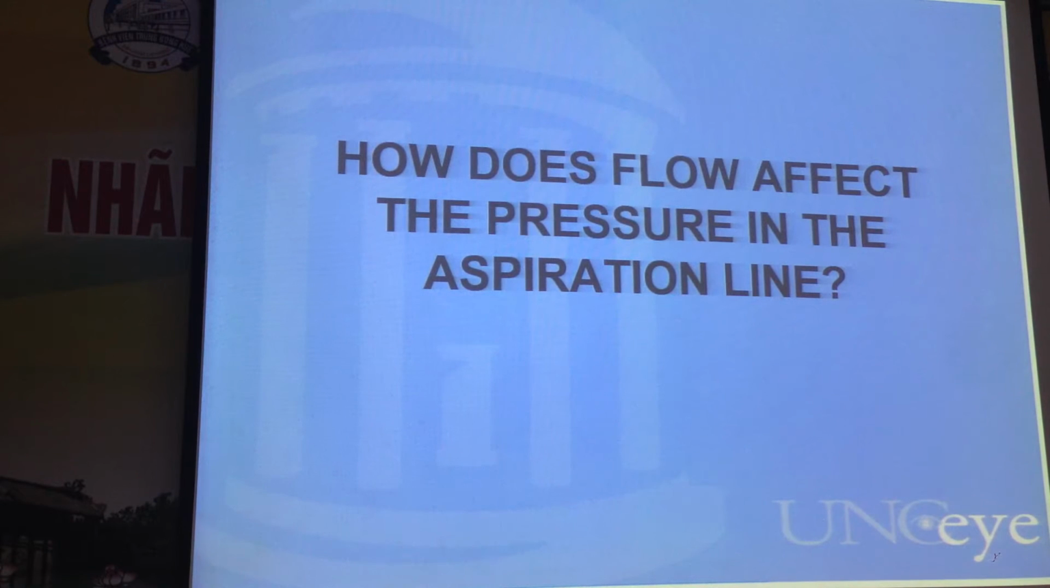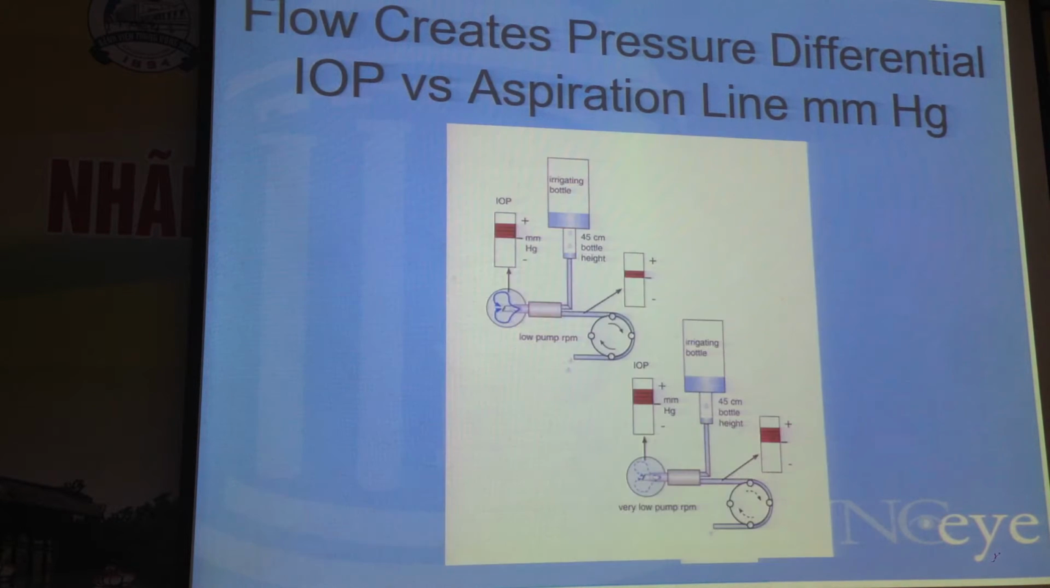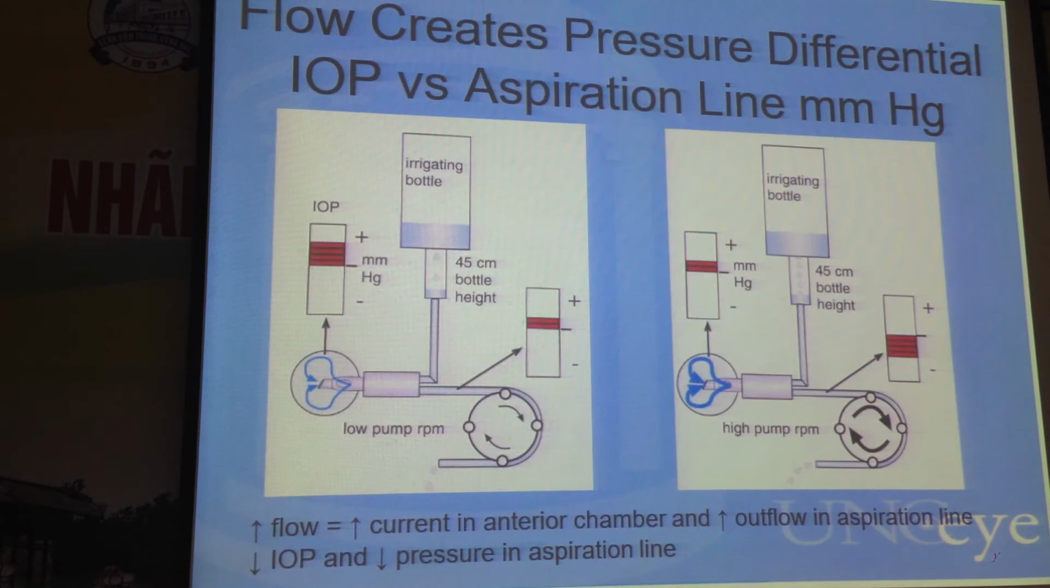How does flow affect the pressure in the aspiration line? Flow creates a differential pressure between the intraocular pressure in the anterior chamber and the aspiration line, such that if you have a high pump rate, you're going to have a bigger differential between the pressure in the anterior chamber and the pressure in the aspiration line. This doesn't necessarily mean that the pressure in the aspiration line is going to be negative, below atmospheric pressure. It does not. It just means that you have this differential. Slower pump rate, less of a differential. Still can be positive in both places.